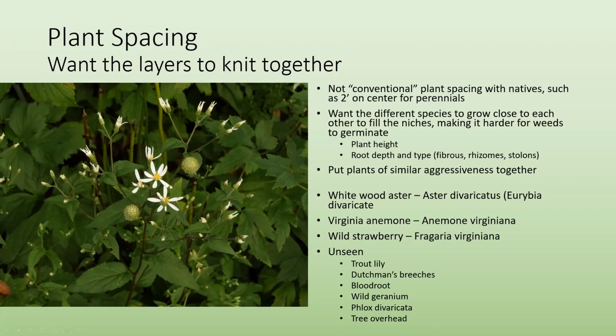And in the picture on the left, you can see the white flowers are whitewood aster that's just starting to open up. And then these lighter green buds are Virginia anemone that's just stopped flowering. And that gets pretty cool seed heads that are like fluffy cotton balls later in the season, which is pretty cool. And there's some wild strawberry. You can just barely see the leaves in the background, but that's a great native ground cover. And in the same garden bed, you can't see them, but there are trout lily and Dutchman's breeches and bloodroot, wild geranium and phlox variegata, and a tree overhead. It's a shade garden.